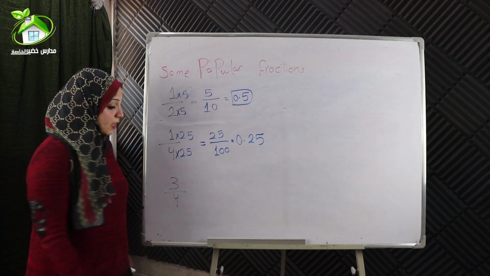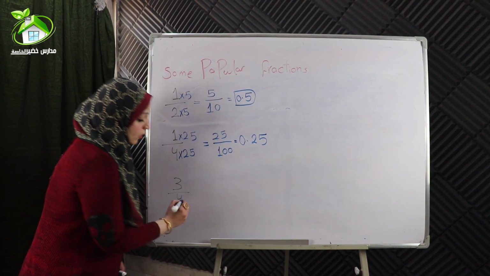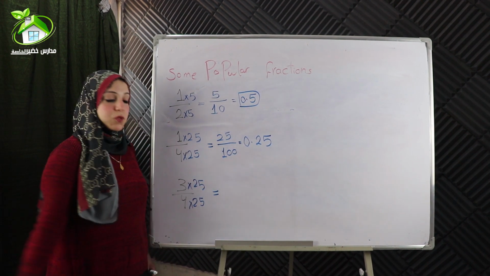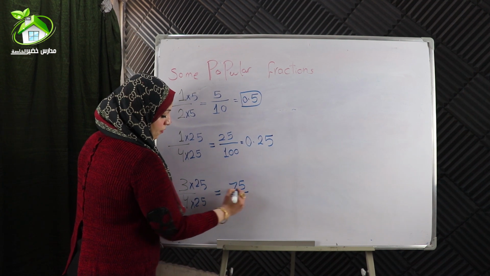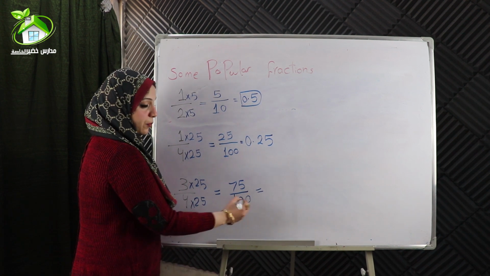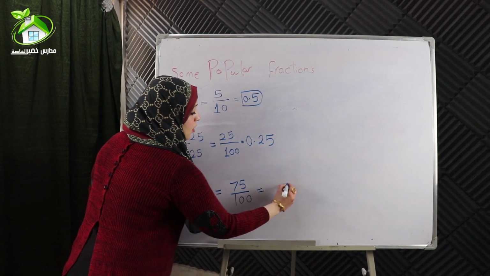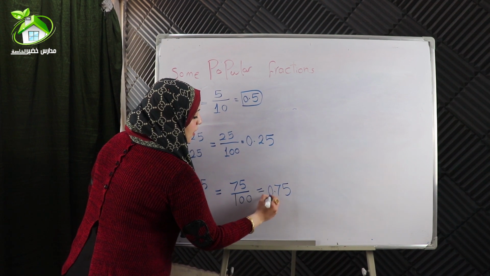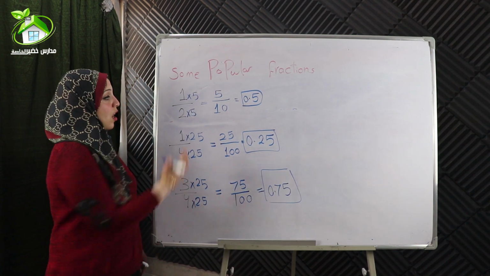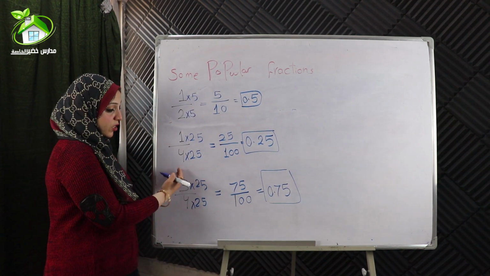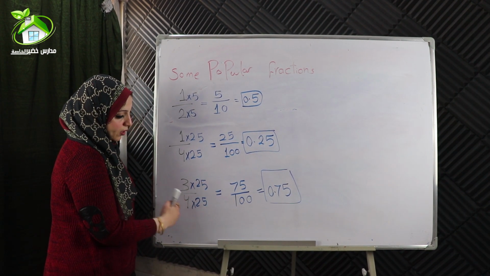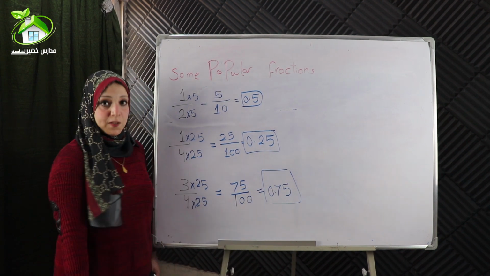The last one, 3 quarters. I multiply it by 25. 3 times 25 equals 75. 4 times 25 equals 100. I can put the point after 2 digits from the right: 5, 7, and point and 0. So I can say that half equals 0.5, a quarter equals 0.25, and 3 quarters equal 75 hundredths.